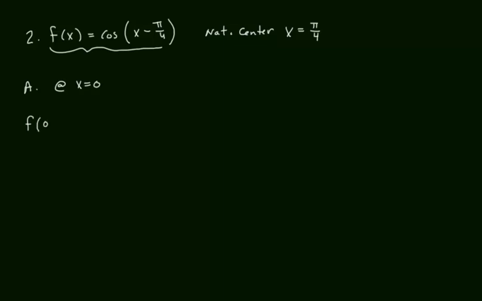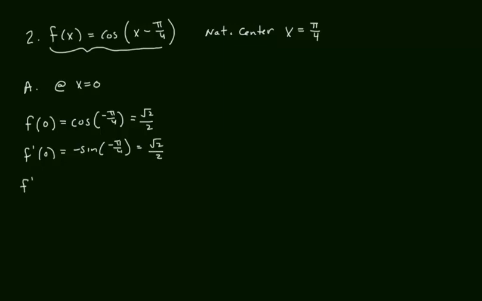So f of 0 I'll need, which is going to be the cosine of negative pi over 4, and that comes out to be still positive radical 2 over 2. f prime of 0 comes out to be negative sine of negative pi over 4, and that comes out to be positive square root of 2 over 2.